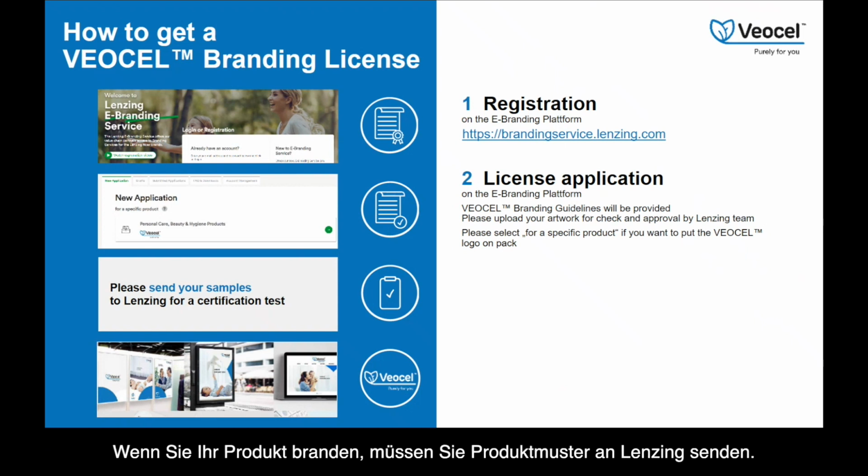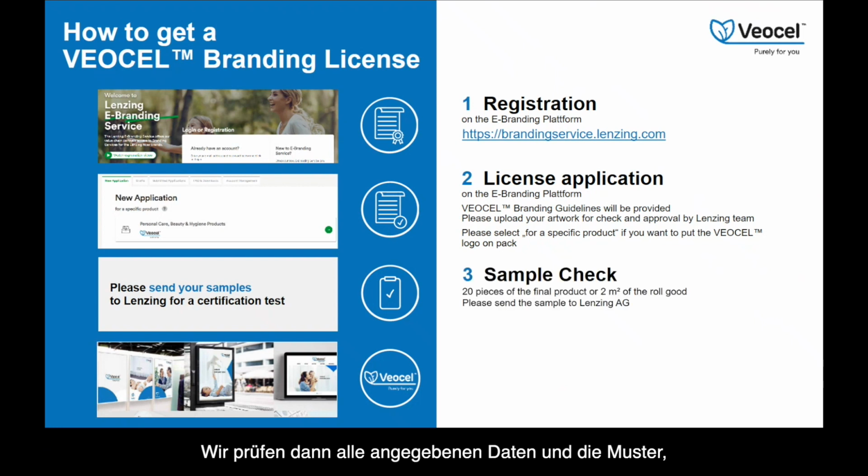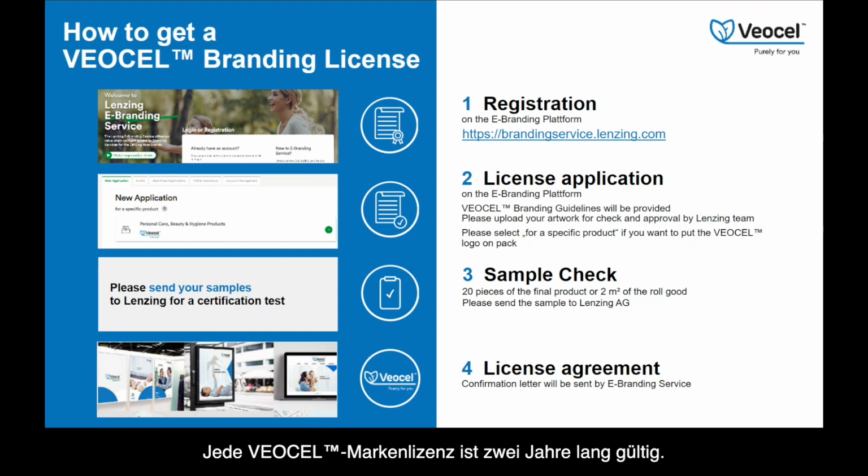If you brand your products, you would need to send product samples to Lenzing. We then check all the provided data and also the samples if they are compliant with our certification criteria. If everything is okay from our side, we will grant your branding license. Any VEOCEL brand license is valid for 2 years. But let's look into the details now.